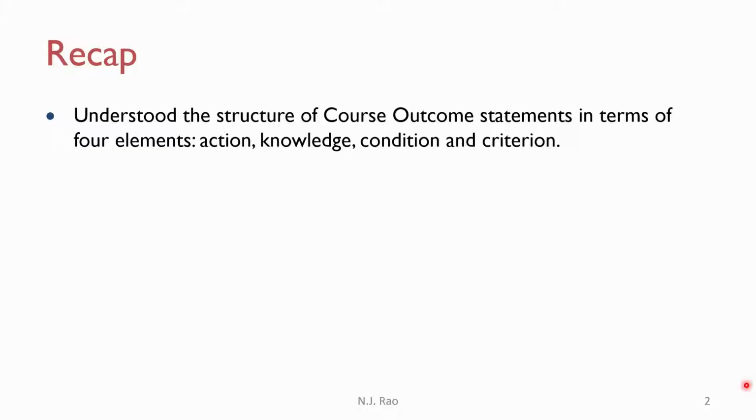This is related to our earlier activity of writing outcomes. Earlier we looked at the structure of the course outcome statements. The course outcome statement has 4 elements: action, knowledge, condition and criteria. We looked at all these elements and how you incorporate them into a course outcome.